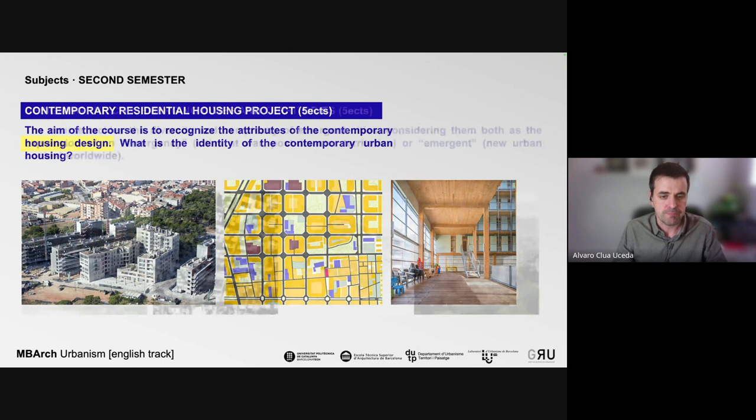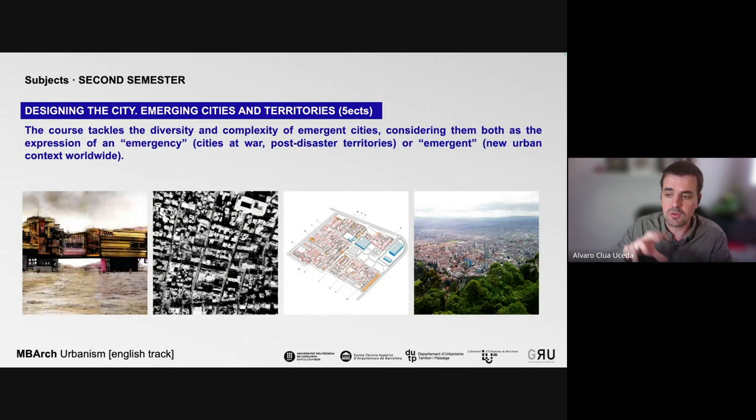And last but not least, in this subject we go out of the context of Barcelona and out of the Mediterranean basin, and we focus on what we call emergent cities, considering the meaning of emergent as emergency. So we focus on cities at war and post-disaster territories. How can we face the understanding and design of these cities? Then, we go into emergent as an emergent context, for example new urban contexts worldwide, such as Latin America, understanding contexts very different from Barcelona, but interesting to see from the perspective of our tools and methods of understanding urbanism.